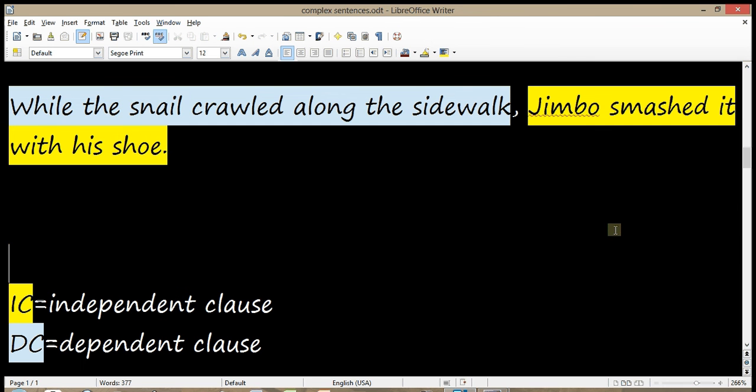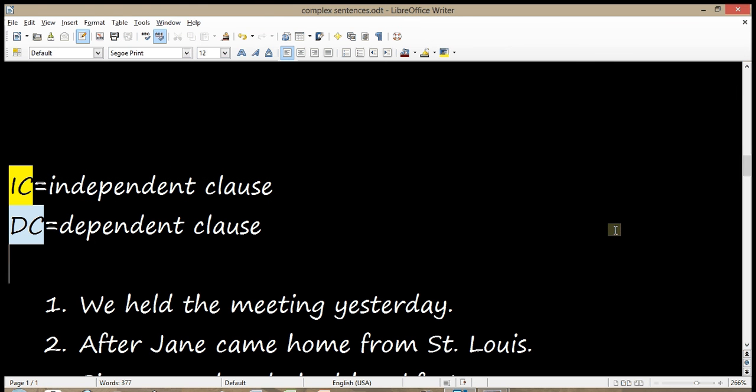Now I've got a little exercise for you. What I want you to do is take a look at these six clauses, and identify which ones are independent and which ones are dependent. You don't have to write the sentences down, but I want you to write the numbers with the answers. Independent clauses, you will identify by writing IC. Dependent clauses, you will identify by writing DC.